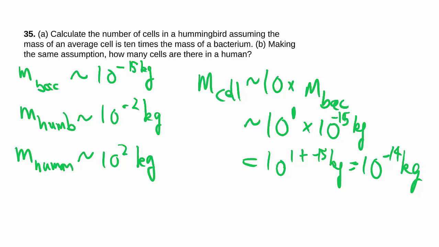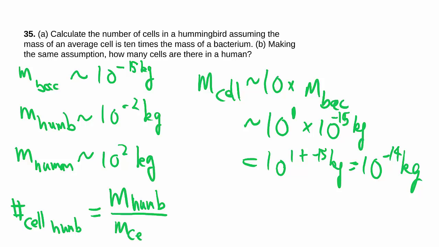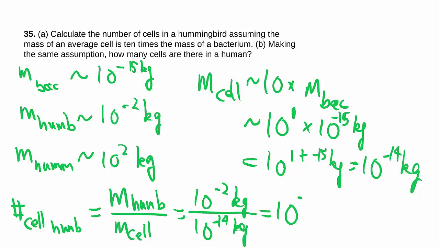To get the number of cells in the hummingbird, what we're essentially doing is taking the hummingbird mass and dividing that by the cell mass. So we have 10 to the minus 2 kilogram over 10 to the minus 14 kilogram. And when we divide, we're subtracting powers of 10: minus negative 14, minusing a negative. Oh, by the way, the kilograms cancel out. Minusing a negative means a plus, so you end up with 10 to the 12 cells, which is quite a bit.